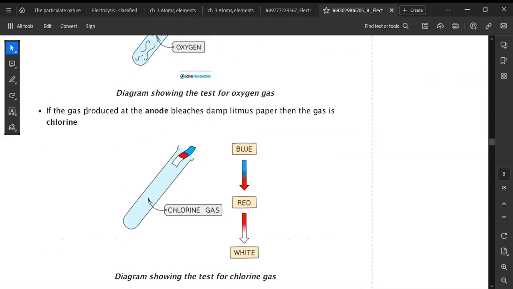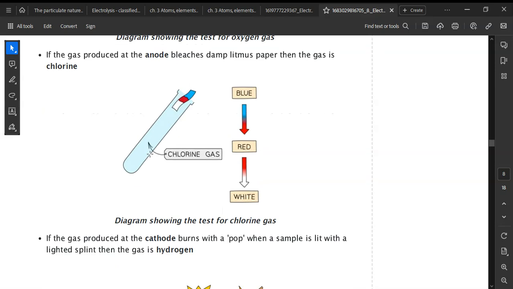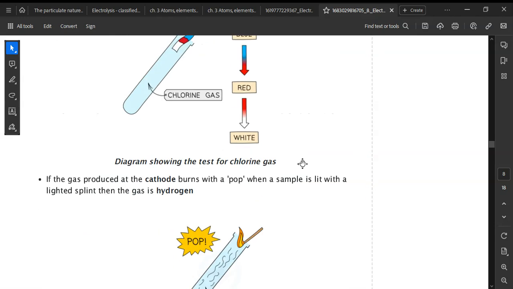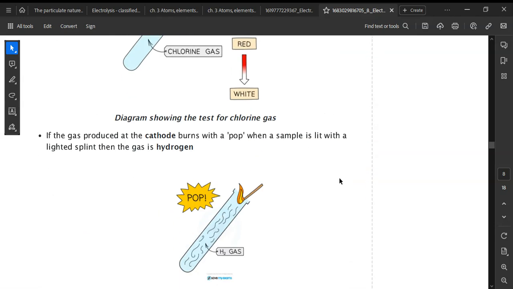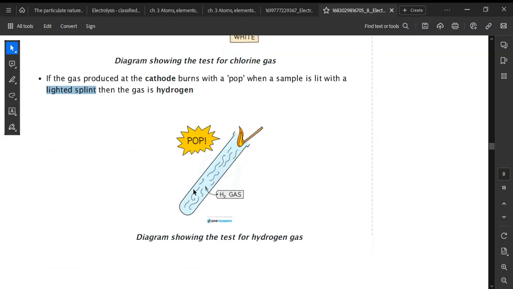If the gas produced at the anode bleaches damp litmus paper, then the gas is chlorine. The color of the litmus paper is usually blue. This is the representation to show from blue to red to white. White is basically bleached. If the gas produced at the cathode burns with a pop when a sample is lit with a lighted splint, then the gas is hydrogen. The key word here is lighted. So this is hydrogen gas when a pop sound is heard.